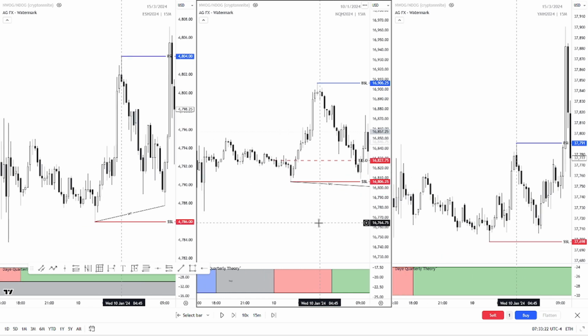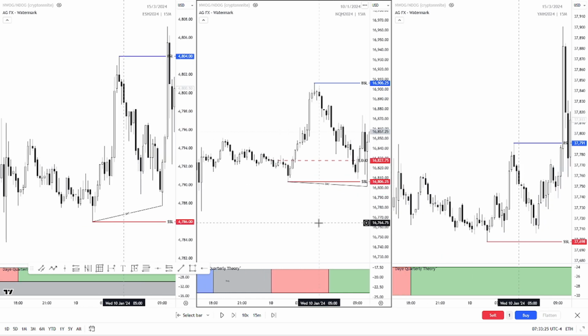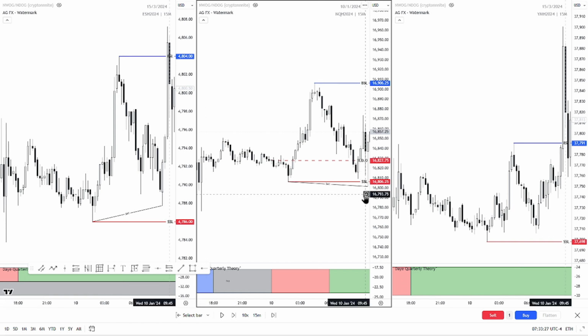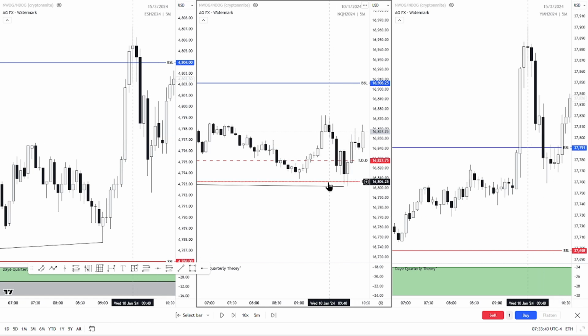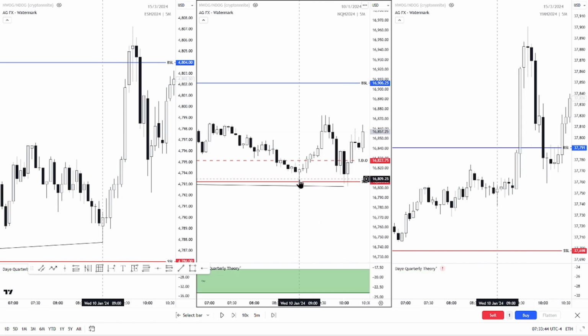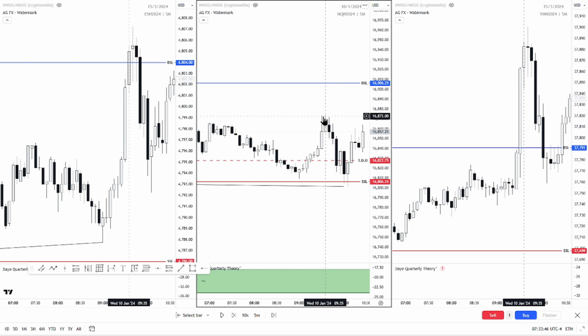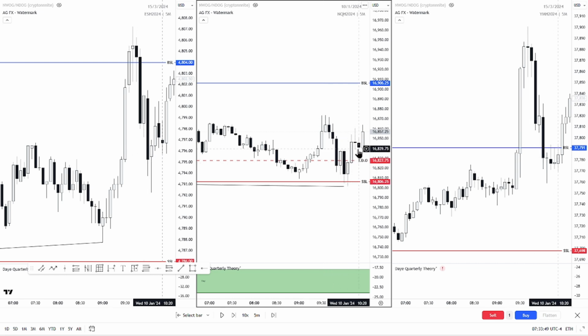When you see this take place, what you want to do is go one time frame lower to check if you see a breaker entry pattern. So I'm going to go to the M5, then identify a low, a high, and a lower low, and I want to see price break through that and form a fair value gap.